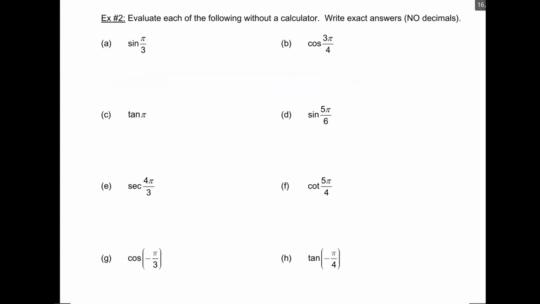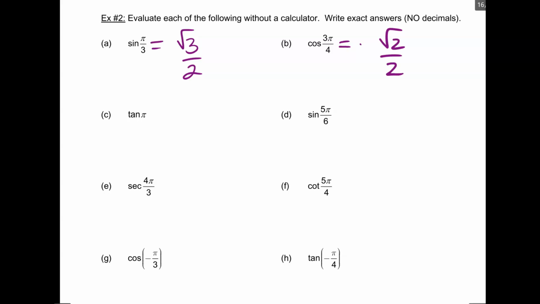Okay, little review. Evaluate each of the following without a calculator. Write exact answers, no decimals. So, sine of pi over 3. Pi over 3, 60 degrees. Root 3 over 2. Cosine, 3 pi over 4. We know this is one of the ones with 45 degrees, so I know it's going to be root 2 over 2. The question is positive or negative?